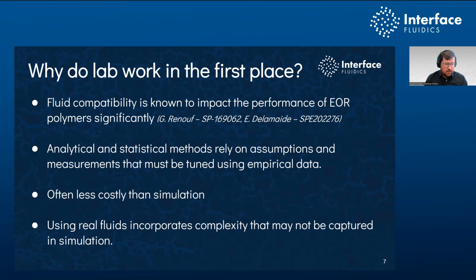Second is that analytical and statistical methods that are very effective do rely on assumptions and measurements that must be tuned using empirical data. So getting a good model really does require good input data, and getting good input data has traditionally been very, very expensive, primarily coming from things like core floods or straight from vendors. The third thing is that often doing lab work, when we look at the total cost of actually getting the data, is less costly than simulation, especially with Interface's technology, where we're getting about 10 times more data than you traditionally have from traditional lab work. You're going to spend less for better data.